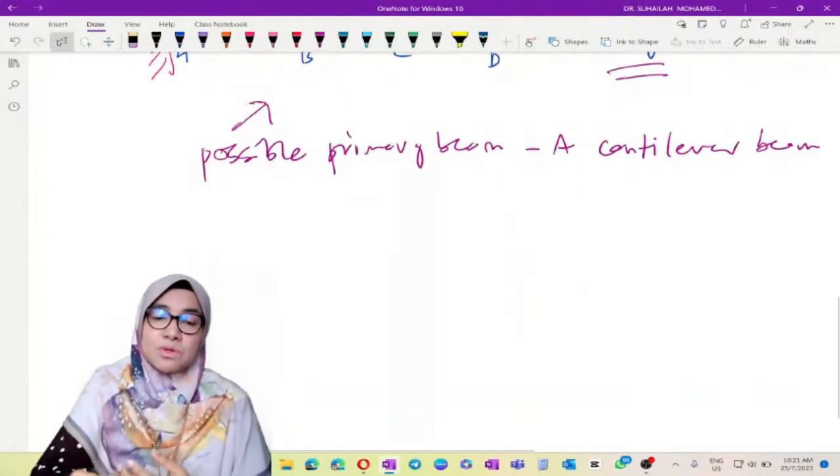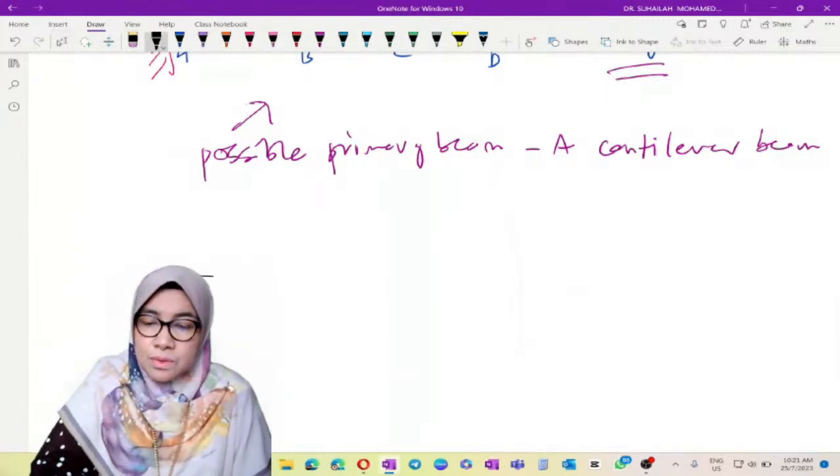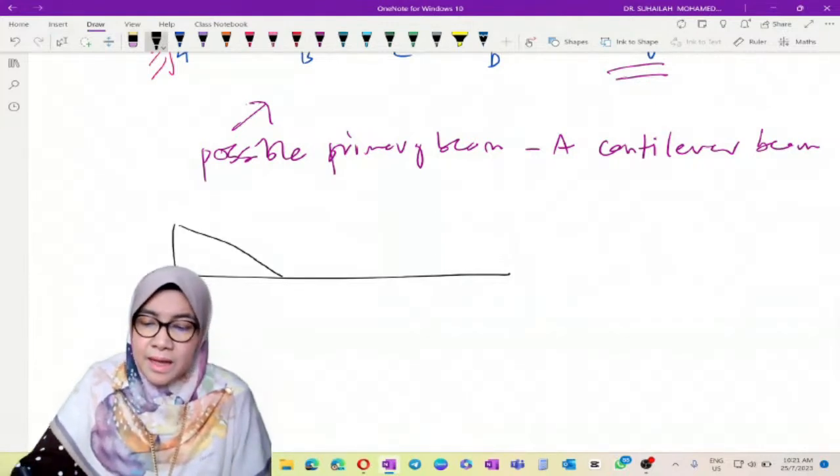So we have possibility number two. We have the beam, and the loading is there.